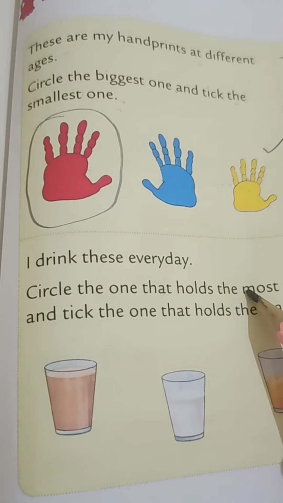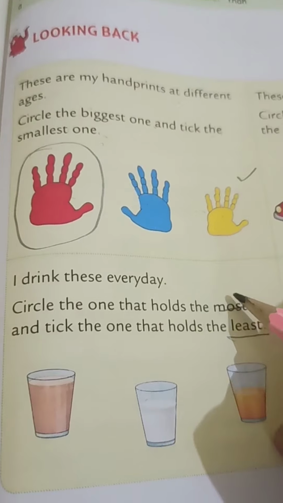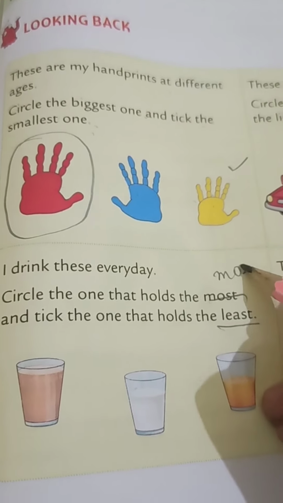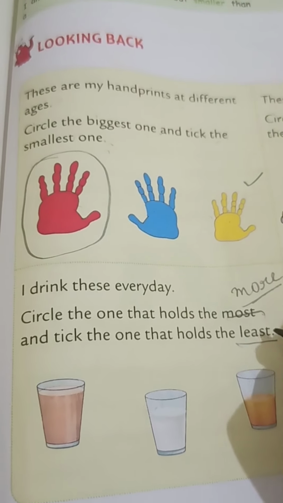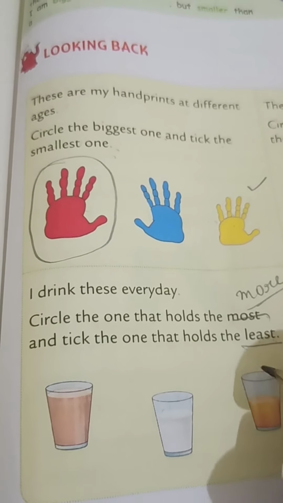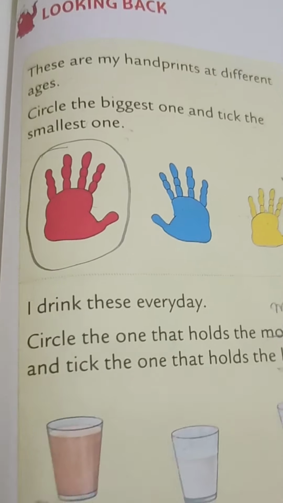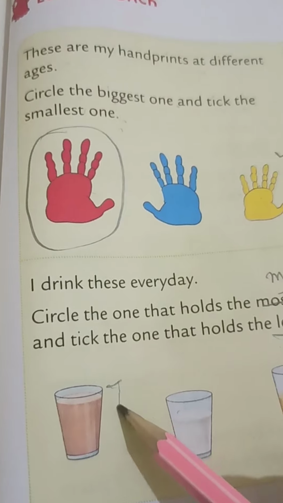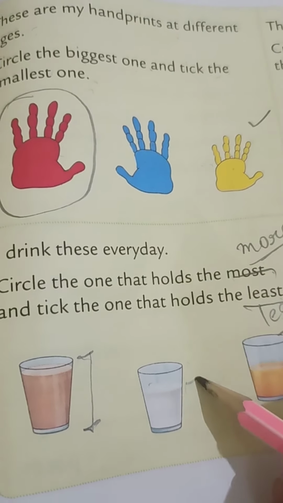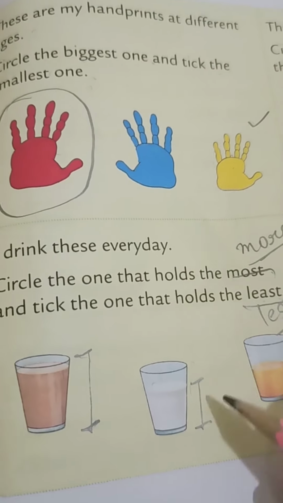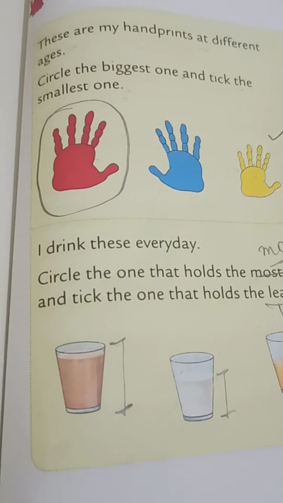Which one holds the most? Which one holds the least? Most means more, to the maximum. Less, the maximum of less is said to be least. Look here. Here, a full glass, right? A full glass of coffee, whatever. Here only 3/4. Here it is only half of the glass, right?